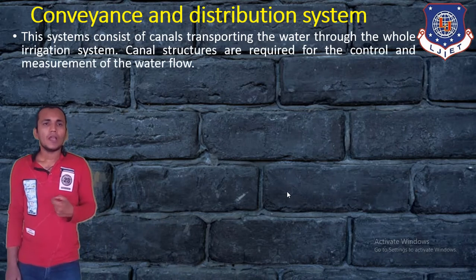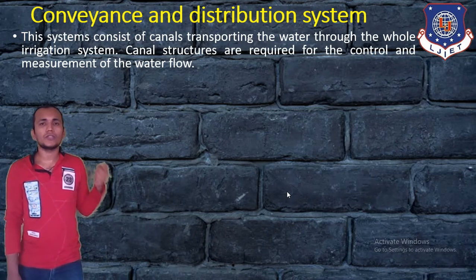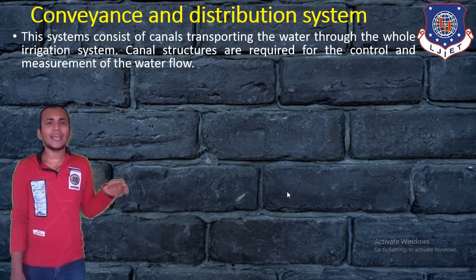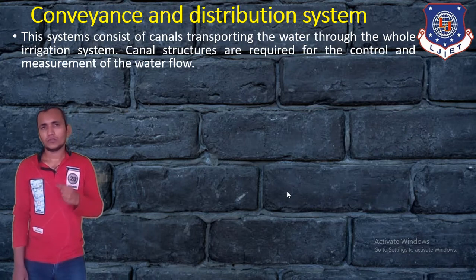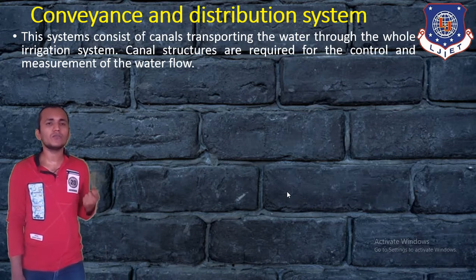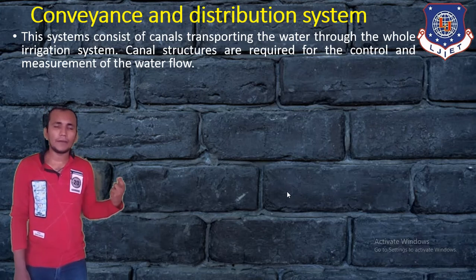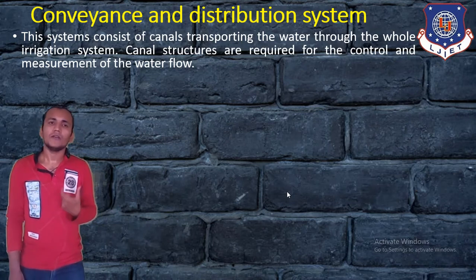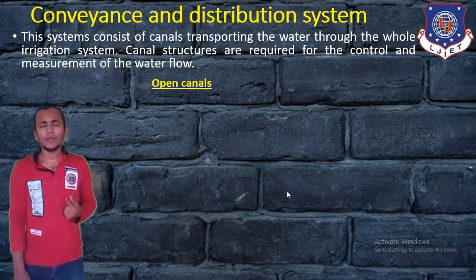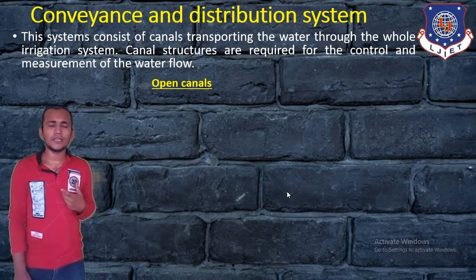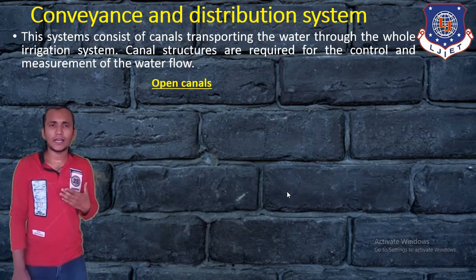So let us see. This system consists of canals transporting the water through the irrigation system. The canal structures are required for control and measurement of water flow. So in the conveyance and distribution system, we can use a canal system, which we already know, to supply different farms or any irrigation field. We have to use a canal. First of all, there is the open canal, which we have already seen sometimes when we visit some farms; open canals are available.